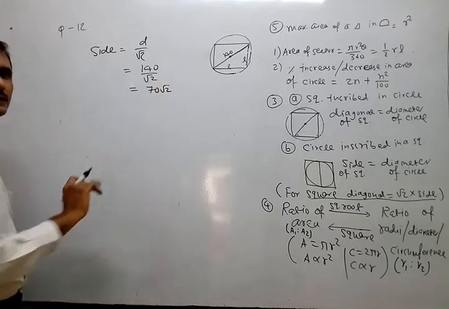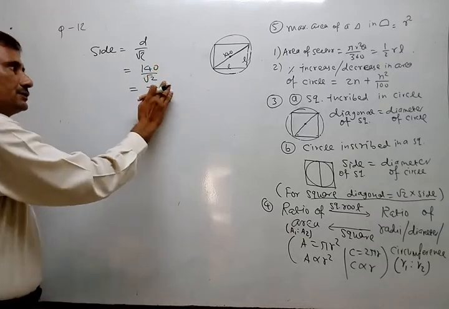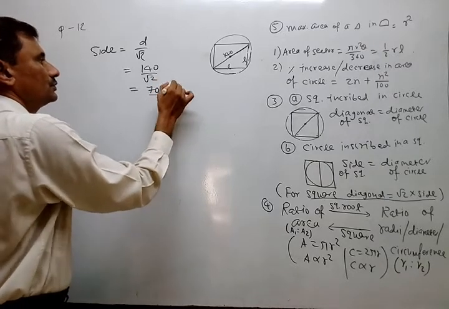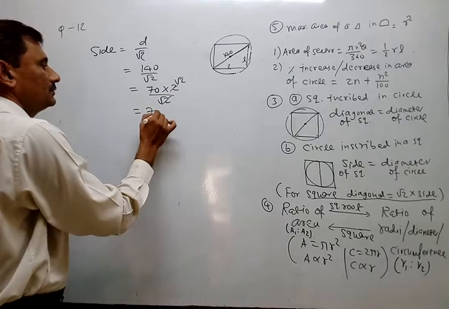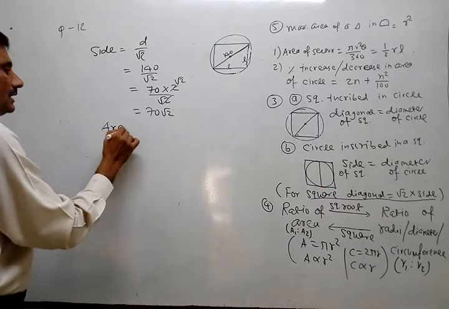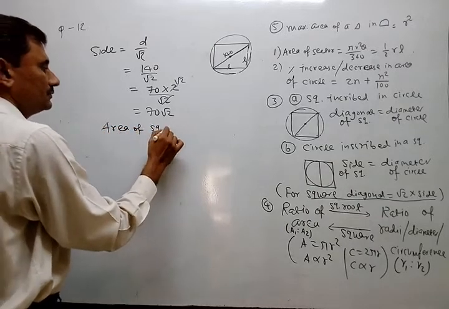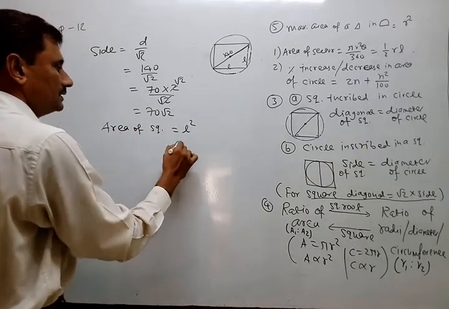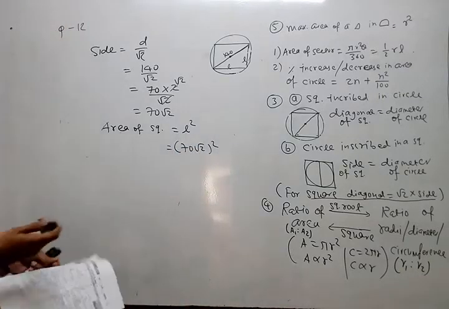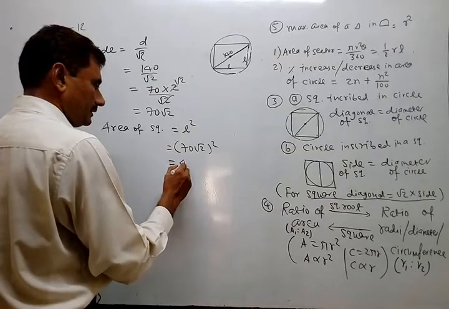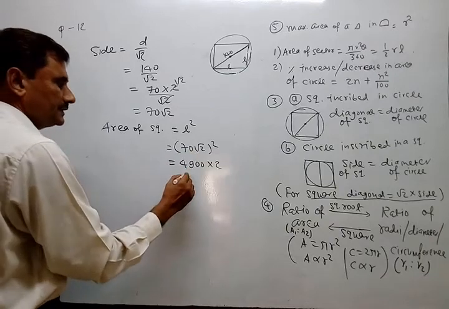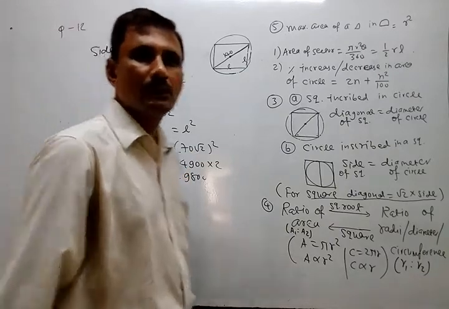140 upon root 2 means 70 root 2. How do you understand 70 root 2? 140 upon root 2, 140 is 70 times 2, so the 2 is cancelled by root 2. So root 2 times root 2 is 2. So 70 root 2 is the side. Now you can find the area. Area of the square is equal to L square, which is 70 root 2 square. So it is 4900 into 2, 70 square and root 2 square. So it is 9800.